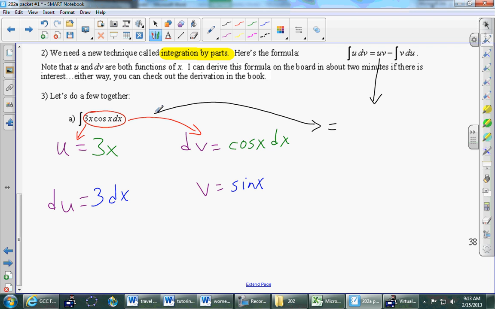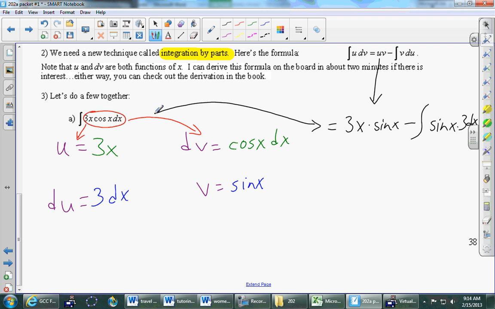U times v. U is over there, it's 3x, times sine of x, the v. Everybody see where those two parts came from? It's u times v. And then what's next in our mysterious formula? What is it? It's the minus, and then an integral. And then it says v times du. Todd? Sine x times 3 dx. That's it.